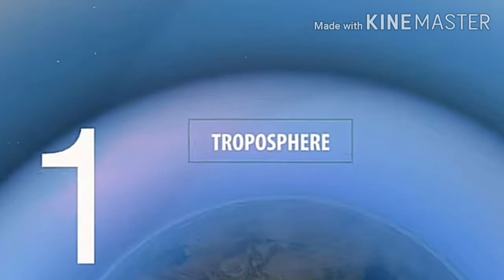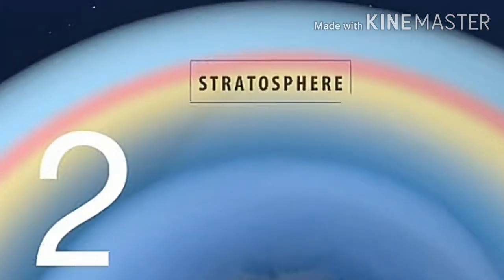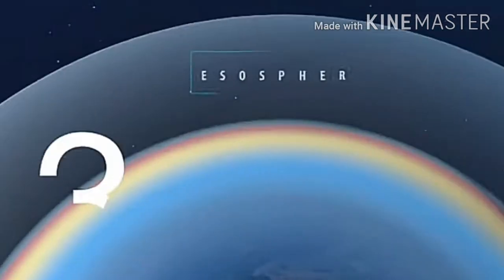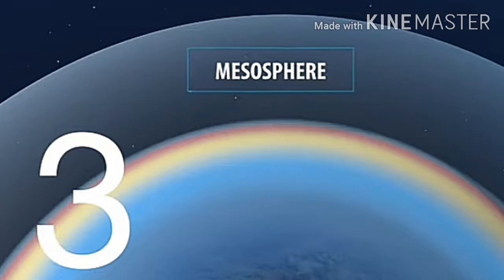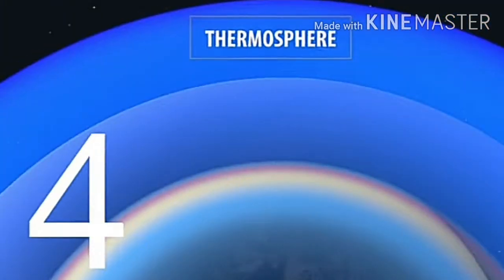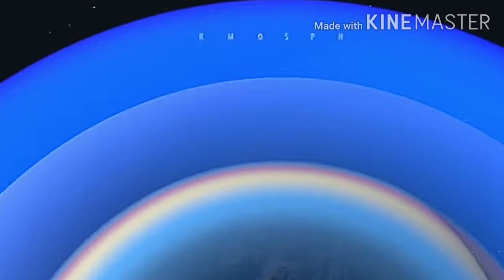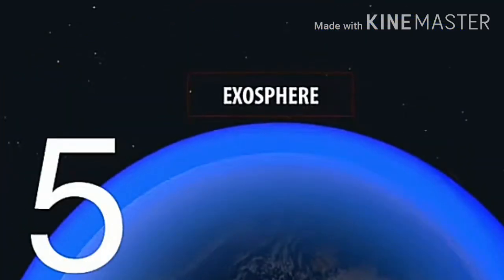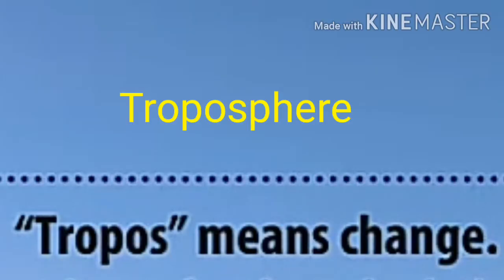Now let's see the layers one by one. First one, Troposphere. Second one, Stratosphere. Third one, Mesosphere. Fourth one, Thermosphere. Fifth one, Exosphere.